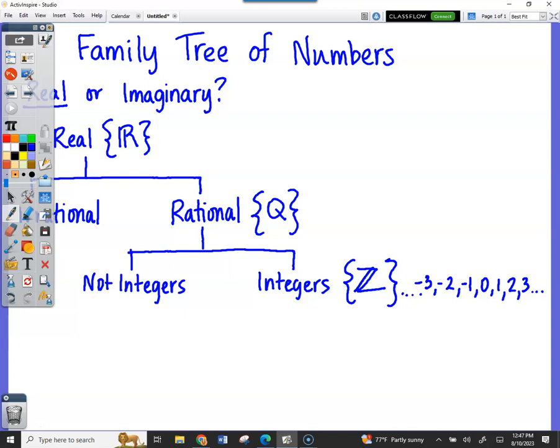Now, inside the integer family, we can then look at two different types of numbers. Let's branch it off into two. We have the negative integers. So that would be the numbers coming from negative infinity, like -3, -2, -1.